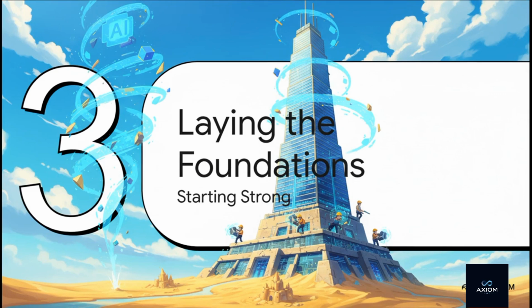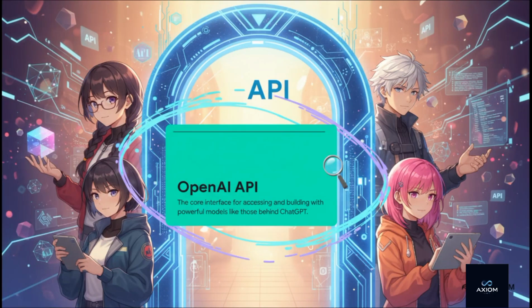So, let's talk about laying the foundations. Because you can't build a skyscraper on a shaky foundation. And the exact same thing is true when you're learning AI. The course kicks things off with probably one of the most crucial tools out there right now, the OpenAI API. You've got to think of this as your gateway. If you want to build anything cool with models like GPT, learning how to talk to this API is pretty much step one.